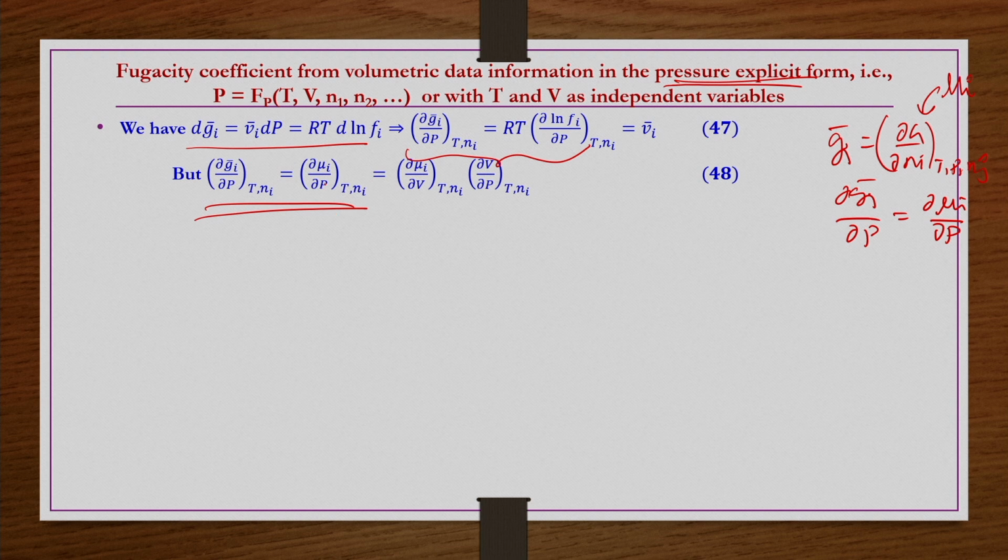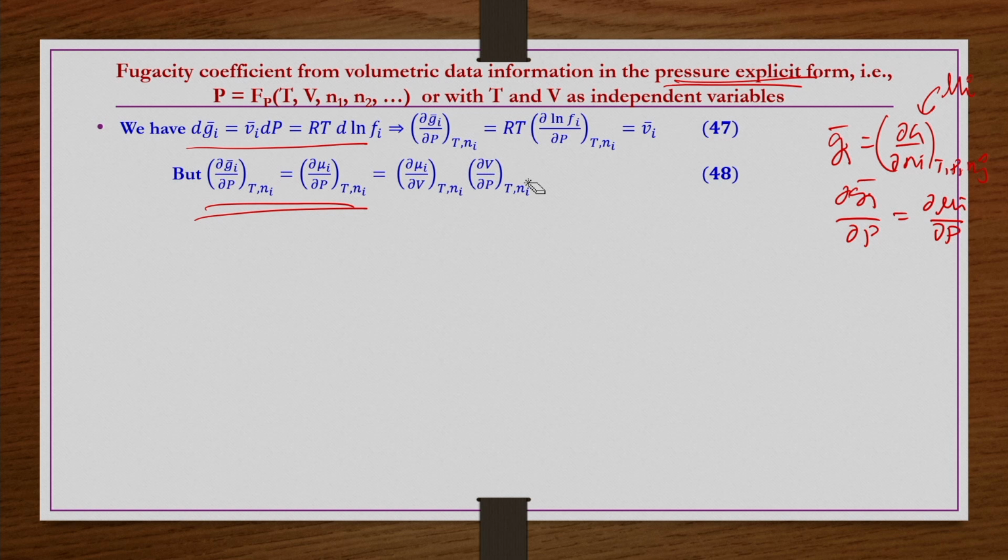And this ∂μi/∂P I am writing in a different way, because now I cannot know the effect of pressure, because I can know the effect of volume only here. Temperature and volume are independent variables, and out of these two, temperature I am keeping constant. So, the effect of volume I can find out, but the effect of pressure I cannot find out in this case. So, then what I do, I write this one as ∂μi/∂V multiplied by ∂V/∂P, like this.